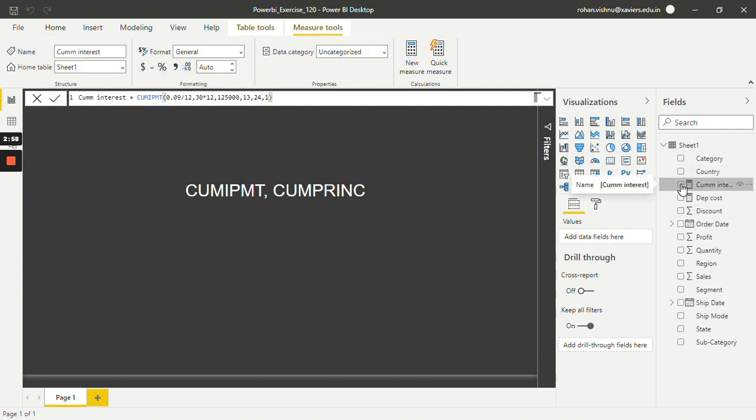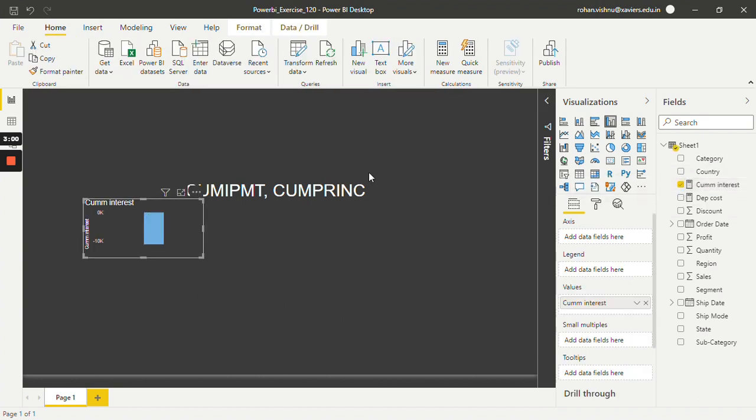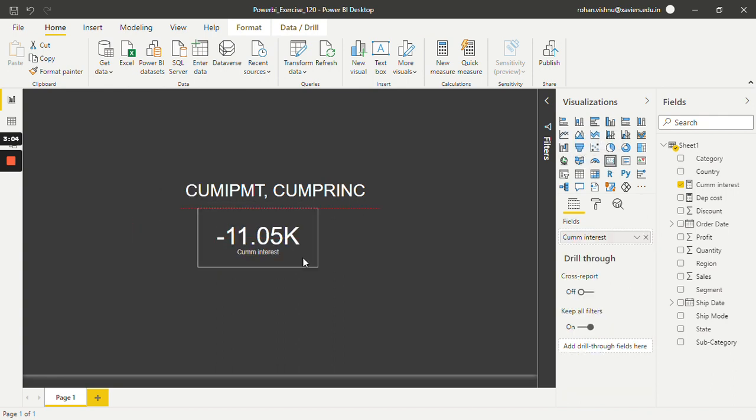Select the new measure that we have recently created and select the card visual instead of the bar. So we can see the value over here. This returns the total interest paid in the second year of payment periods, 13 through 24, assuming that the payments are made at the beginning of each month. This is the value that it gives us.